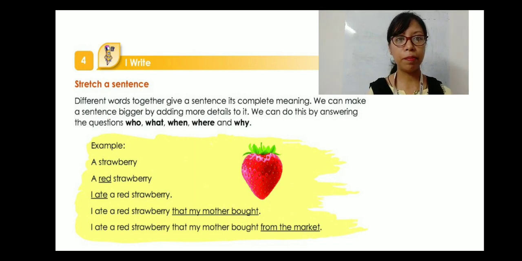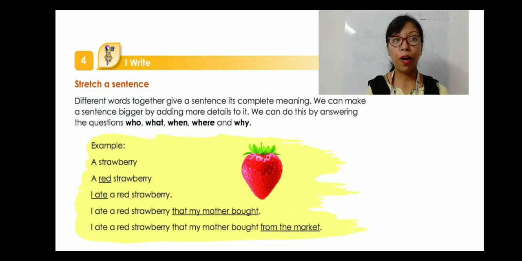Now there is an example below with a strawberry picture, right? A strawberry. The first sentence consists of only two words, that is a strawberry, correct? Then what kind of strawberry? I'm going to use the WH questions as well. What kind of strawberry? A red strawberry. Or you can say, what is the color of the strawberry? A red strawberry. So what did you do with the strawberry? I ate a red strawberry.